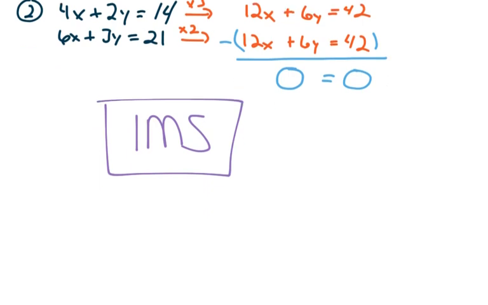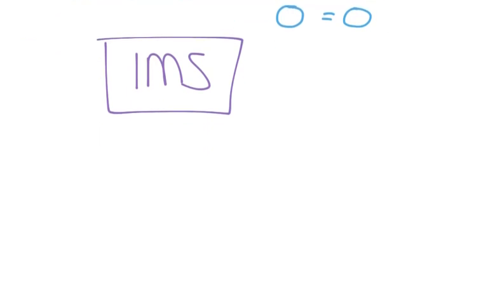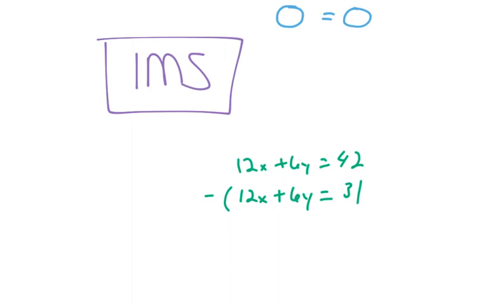If we were to get a situation, let me do this off here in green. Let's just say we had something like 12x plus 6y equals 42, and 12x plus 6y equals, I don't know, 31. Let's just say it came out to that. And when we do our adding and subtracting, this case would be subtracting again. This would be 0 over here. 42 minus 31 is not 0.